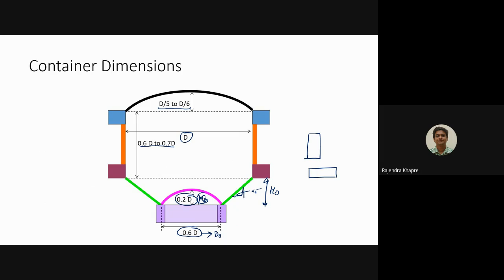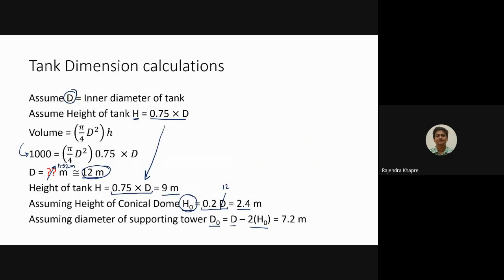Generally, this is a 45-degree angle, so this distance will also be h0, and this distance will also be h0. So this diameter is nothing but D minus h0 minus h0. Here we can get the value of d0: it is 12 meters minus 2 times h0. h0 is 2.4, so this gives us d0 as 7.2.